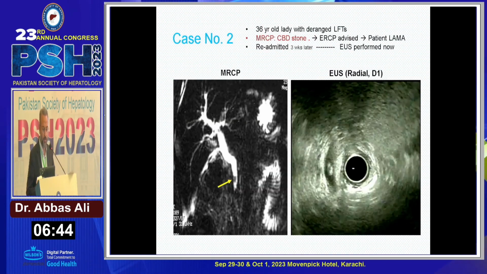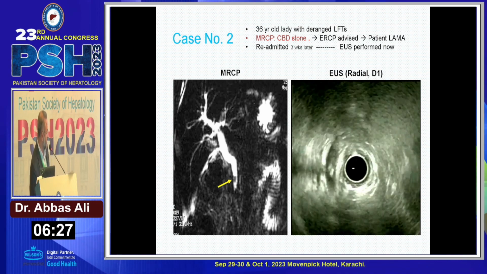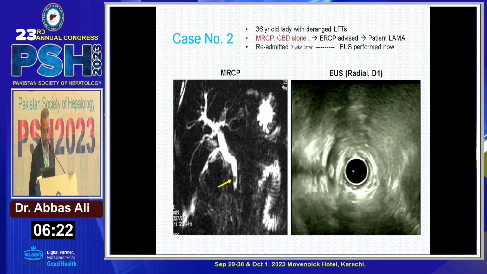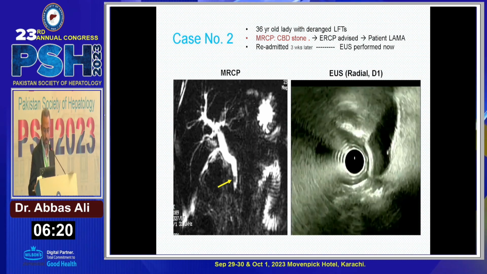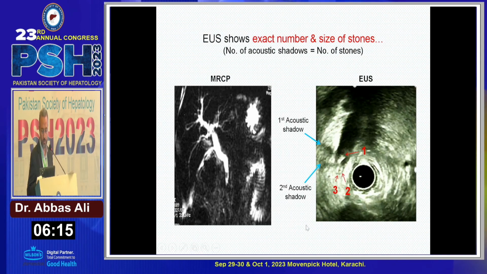This is the second case, of a 36-year-old lady who presented with deranged LFTs. The MRCP showed a CBD stone. ERCP was advised, but the patient left against medical advice. She was readmitted 3 weeks later, and this time we did an EUS. You can see here that whereas the MRCP was showing a single stone, there are actually multiple. And how do we know? Each of them is casting a different acoustic shadow. So you can see there are 3 stones in fact, and all of them are casting their own acoustic shadows.